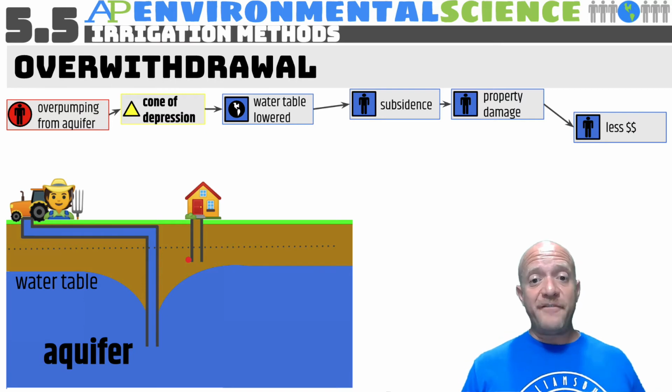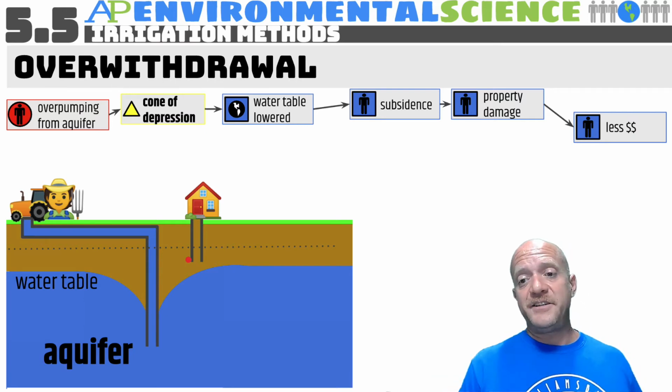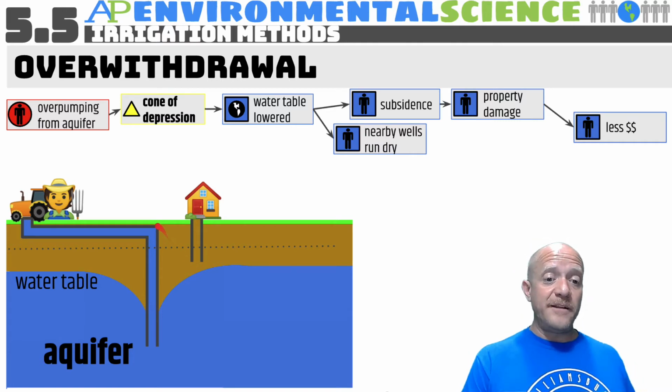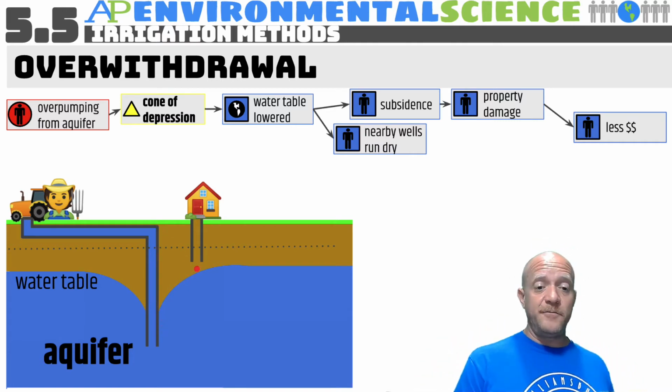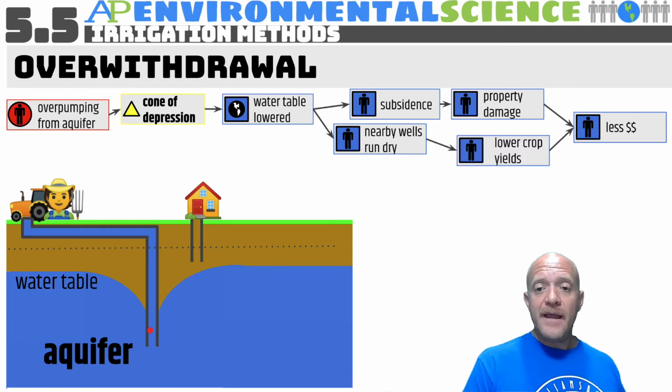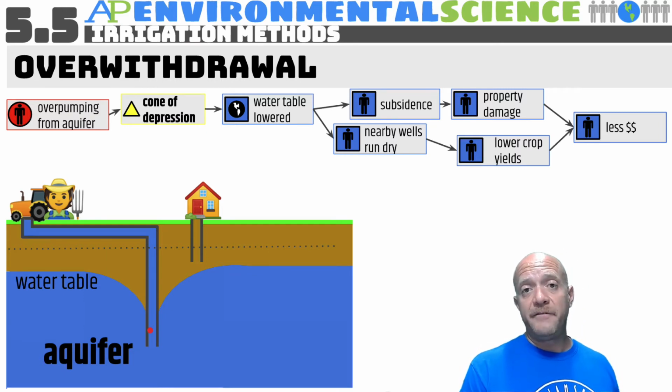When you have this subsidence and property damage, it is expensive. But when you lower the water table, another thing can happen. Nearby wells will run dry. Not just homeowners' wells, but any well that is not extending down to the water table will not be able to withdraw water. And that, in turn, over time can lower crop yields and produce less money for farmers.